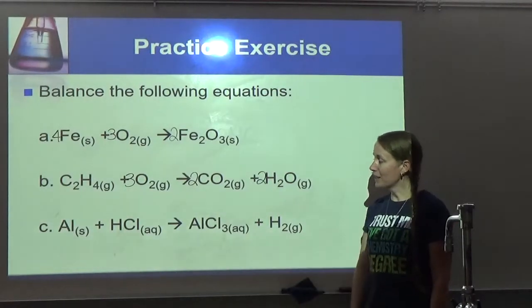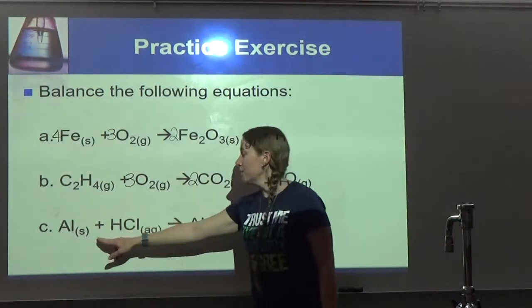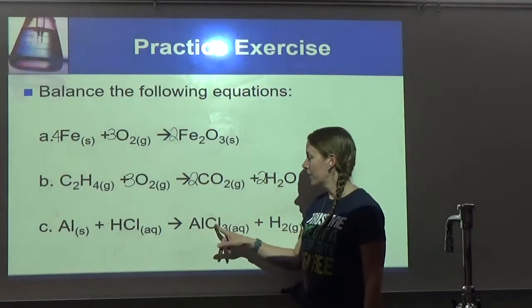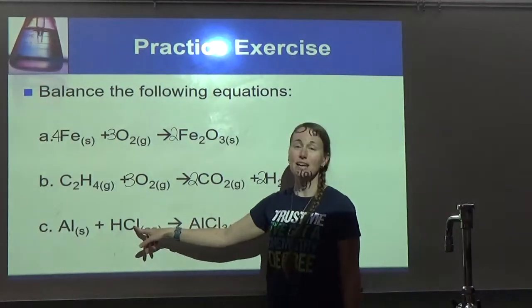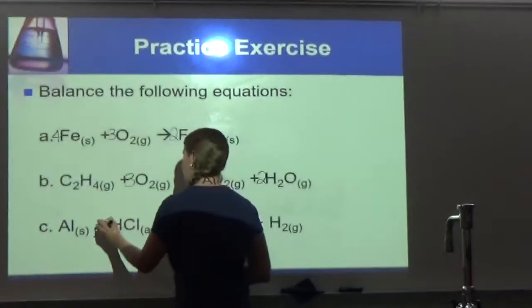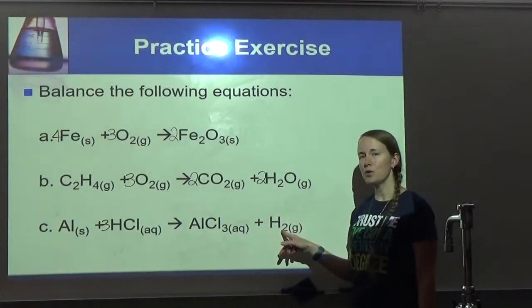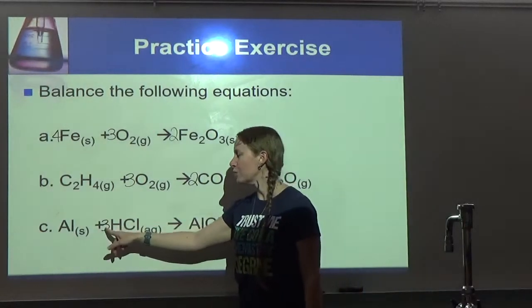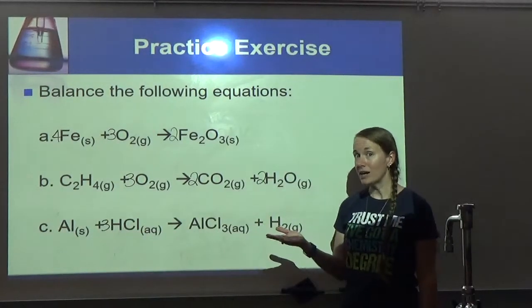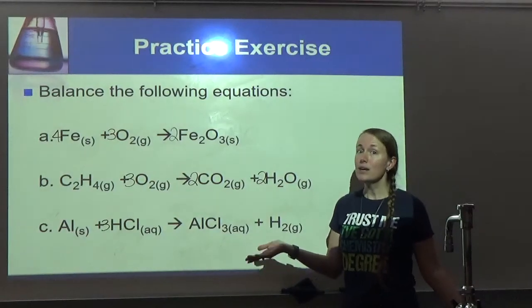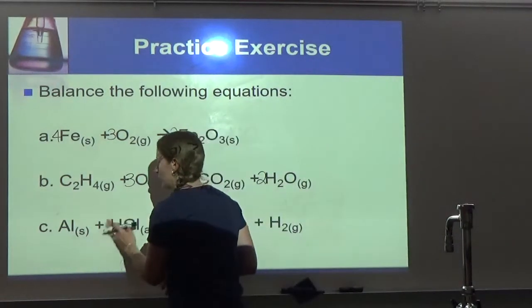All right, so let's look at our bottom one. So we have 1 Al, 1 Al. I have 3 Cl's. Here I only have 1 Cl. So I'm going to put a 3. I have 3 hydrogens, but here I have 2. So see, this one's kind of weird because we made this one odd, but it's still odd. So what do I always say you do with an odd one? Double it. So I'm going to change this to a 6.